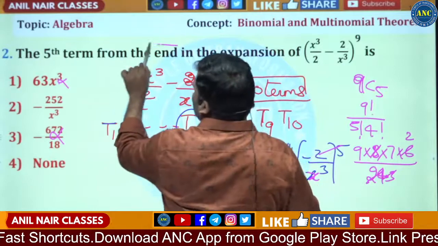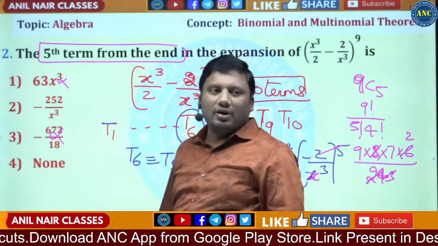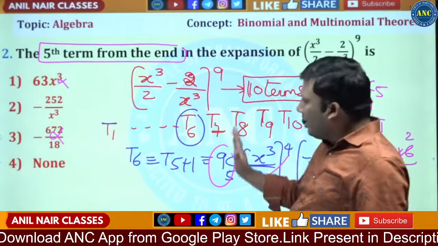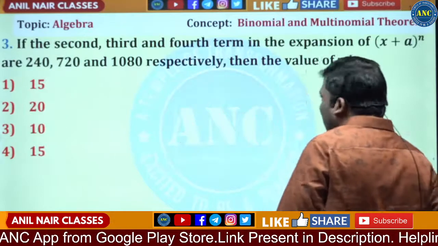How to find a particular term from the end? I hope the concept is clear. Second question, another variety. Third question.